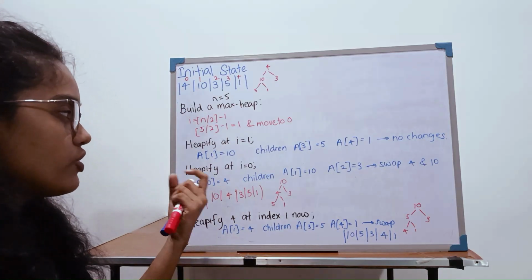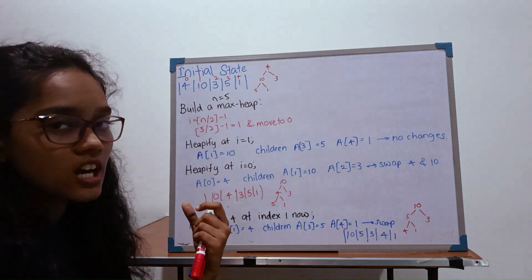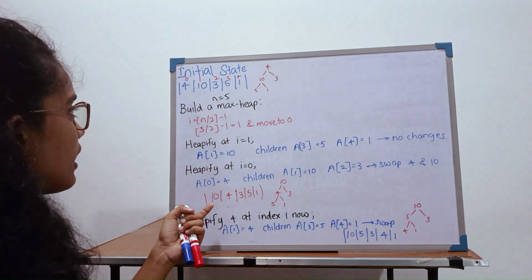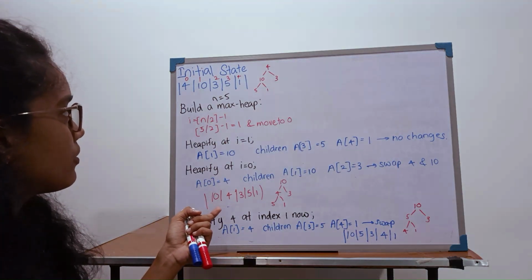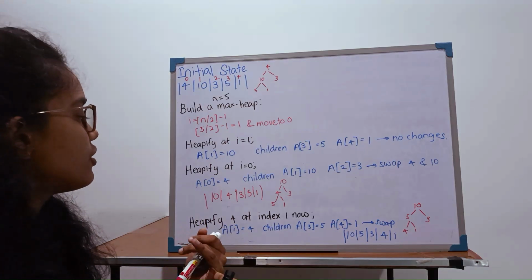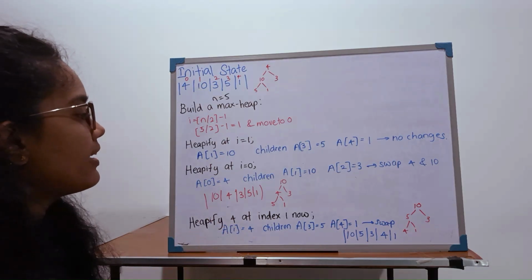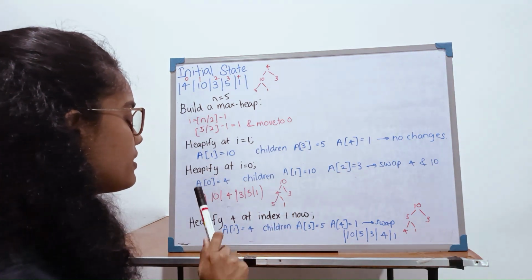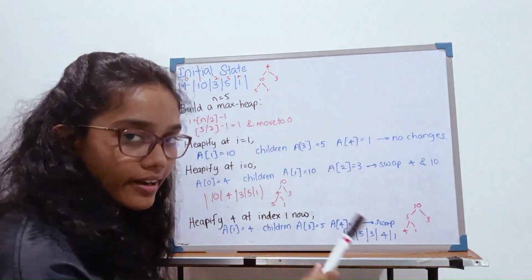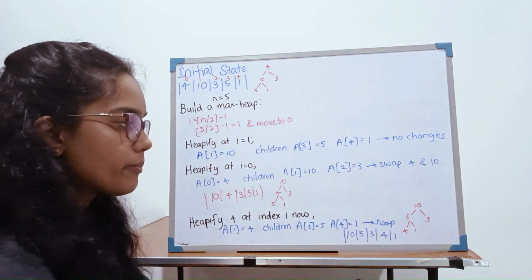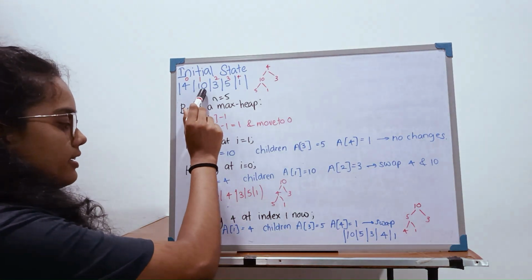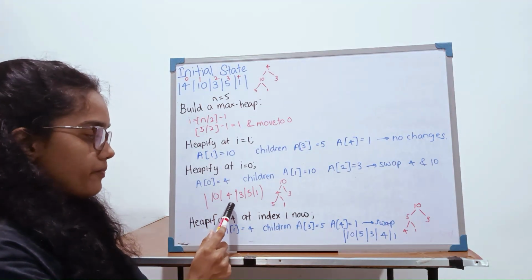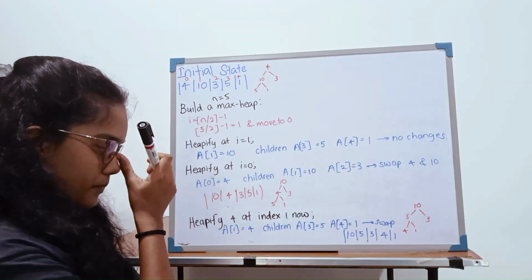Now we are moving to 0. So now we are heapifying at i equals 0. The value at index 0 is 4 and the children are 10 and 3. Since 10 is greater than its parent, we are swapping 4 and 10. So now our array looks like this, and the tree view is this.